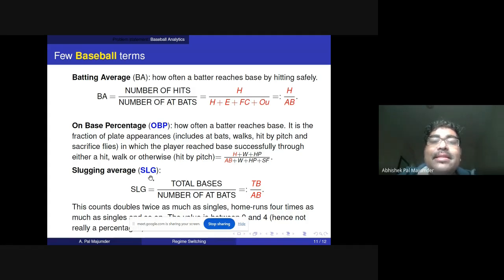And slugging average is literally how effective that batter is in hitting scores. It is very similar to strike rate in cricket. It is total bases divided by total number of at bats, and that is basically this ratio.